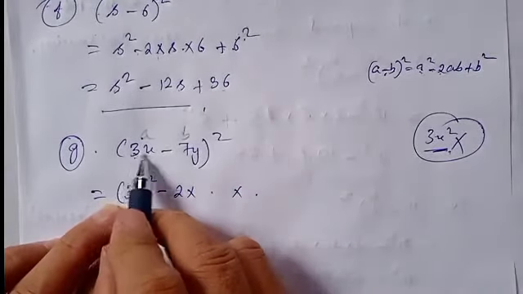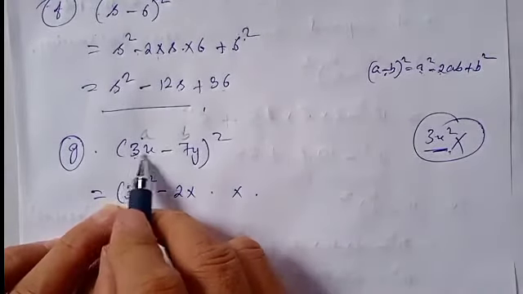Now let's remove this bracket. (3x) the whole square means 3 also squared, x also squared. So 3 square, what is 3 square? 3 square is 3 into 3, which is 9, right? X square means x into x, so x into x is x square. Minus, here the numbers we have are 2, 3, 7. Let's multiply these 3 numbers. 2 threes are 6, 6 sevens are 42.